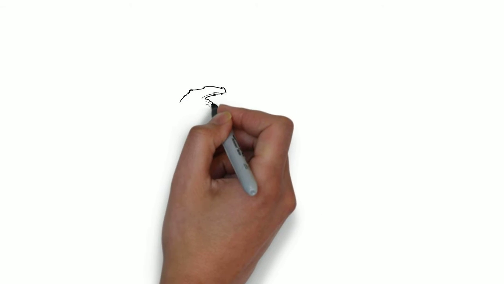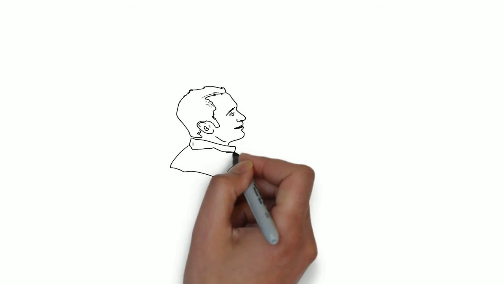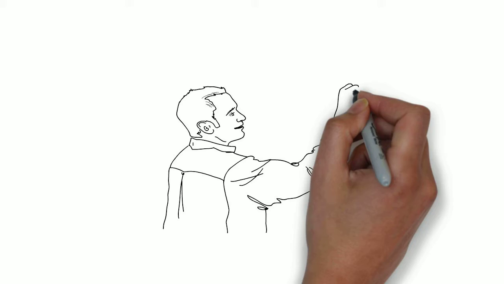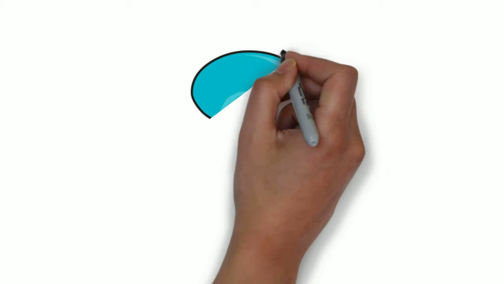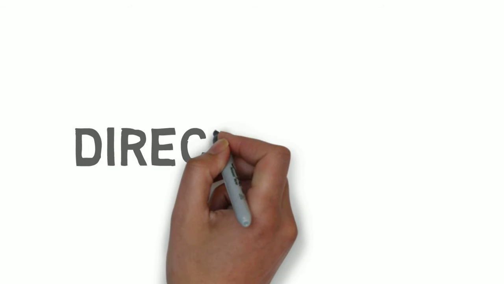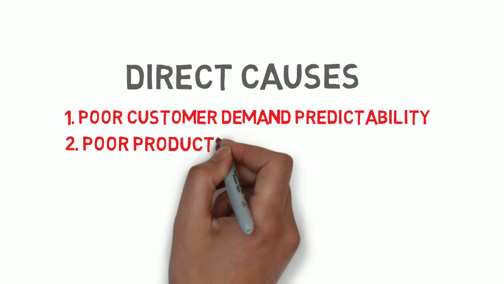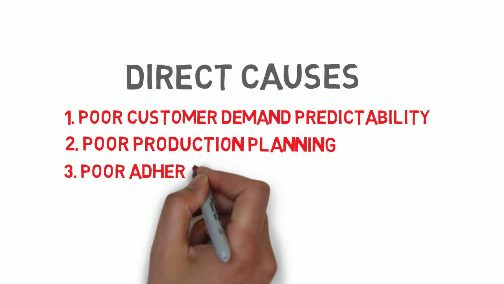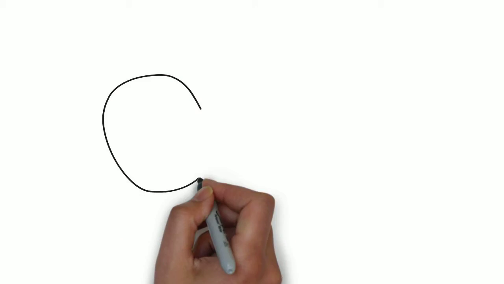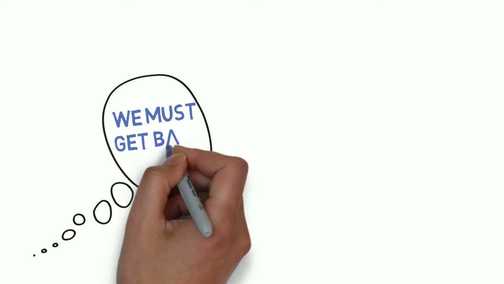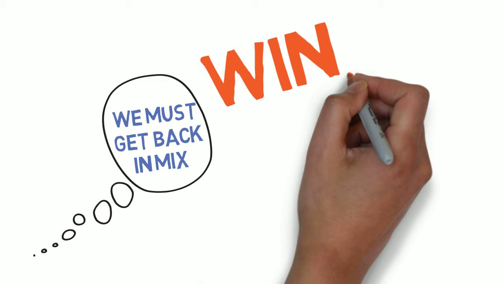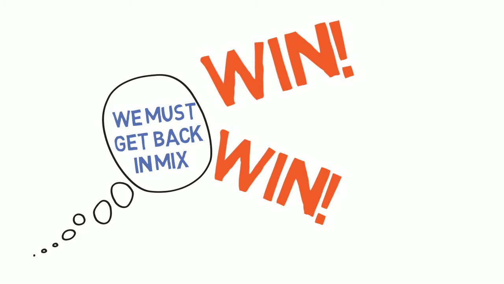Our supply chain team did a problem solve and determined that the only way this could happen was if our inventories were severely out of mix. If we were indeed this far out of mix, the question was, how did this happen? Three direct causes for this problem were identified: poor customer demand predictability, poor production planning, and poor adherence to a production plan. Our hypothesis was that if we could manage these three areas effectively, our inventory would get back into mix and we would not only improve service, but also reduce global inventories.